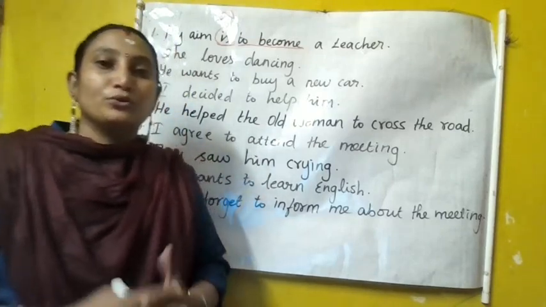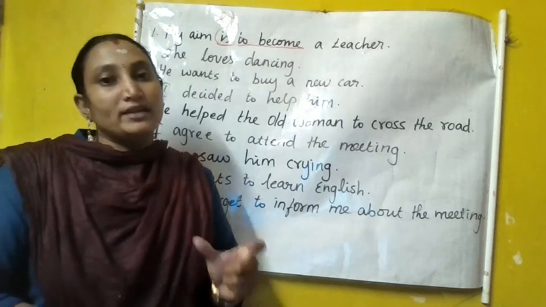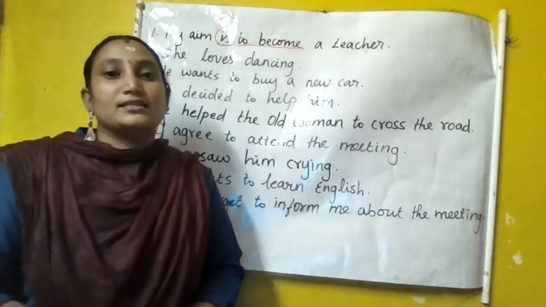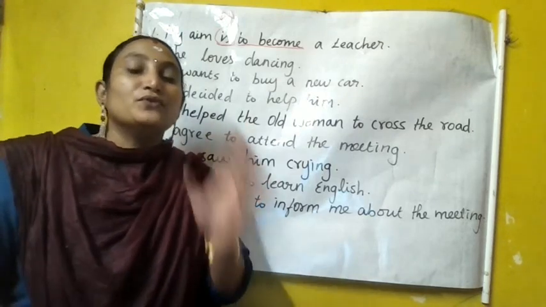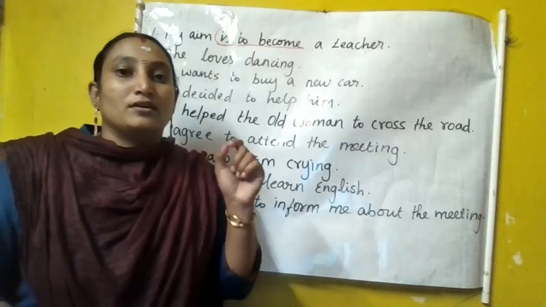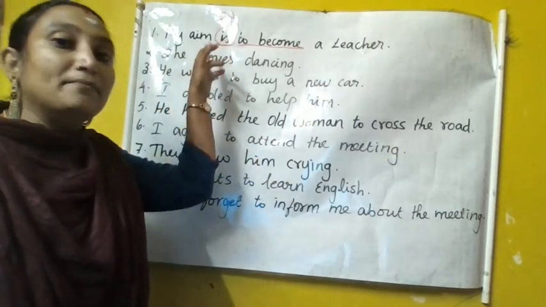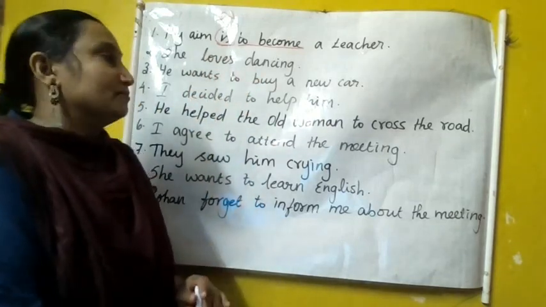As I told you, we have three identifications to find out whether the verb in the sentence is a finite verb or non-finite verb. The first and foremost identification is that the finite verb always comes next to the subject. Okay, it always comes next to the subject.